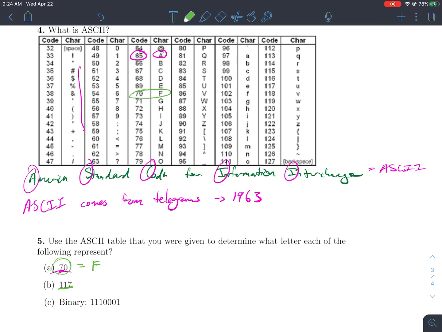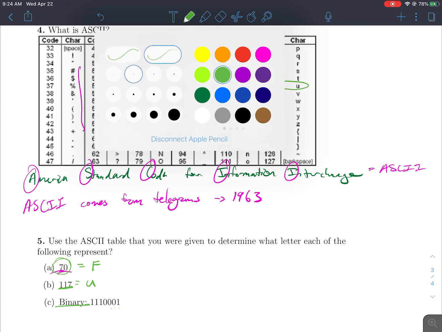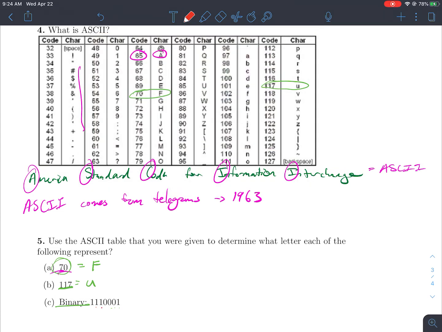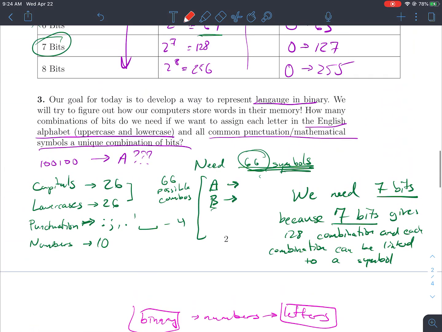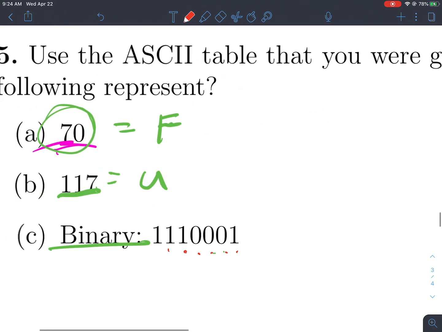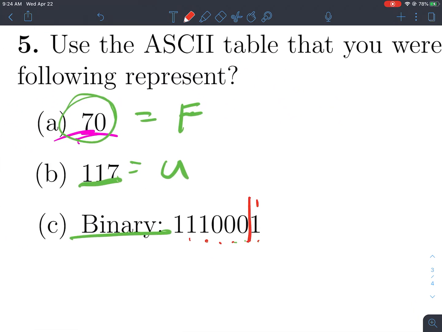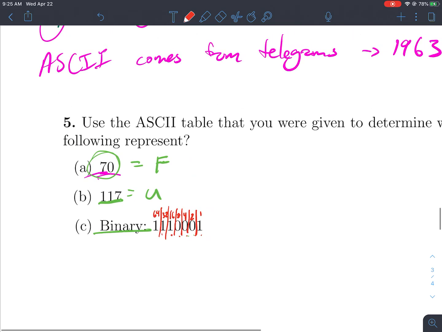117. This is a lowercase u. And then the binary here, 111001, you'll notice that this has 1, 2, 3, 4, 5, 6, 7 digits, which should resonate with what we talked about, where we needed 7 bits to make each character. So zooming in and making the place values here, this is the 1's place, the 2's place, the 4's place, the 8's place, the 16's place, the 32's place, and the 64's place.